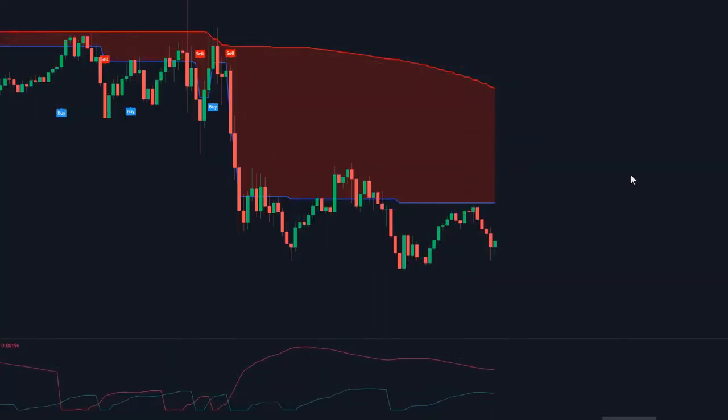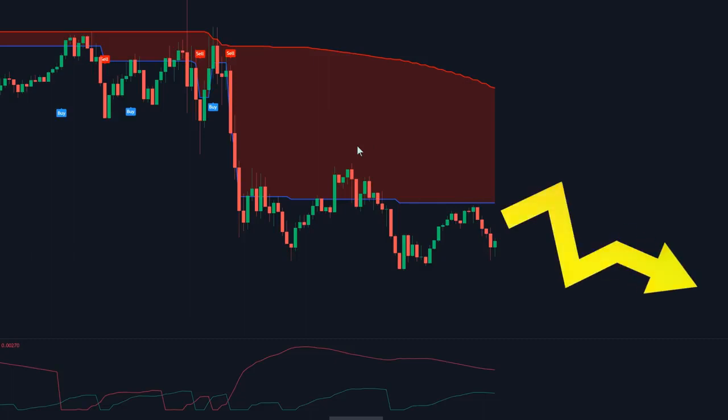Now, for a short position, we're going to do the opposite. So first, we want to confirm that the market is in a bearish trend. To do that, you just make sure that this blue moving average of the UHLMA indicator is below the red moving average and the area in between them is colored red. This indicates a bearish trend.